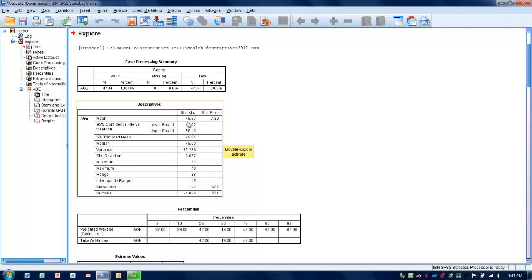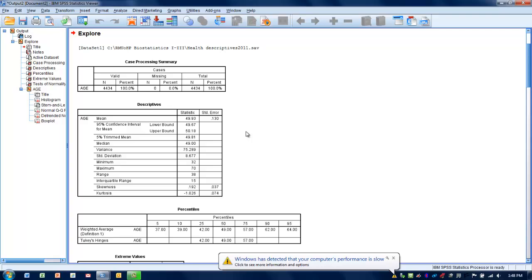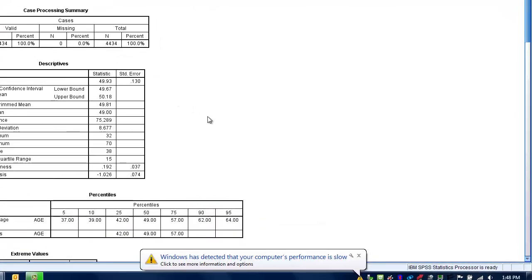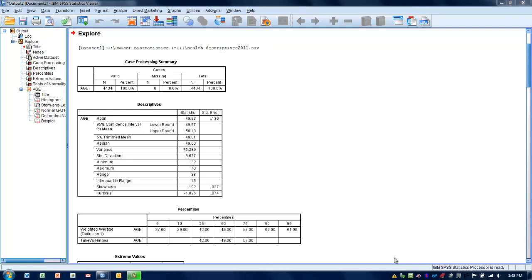Here we have the 95% confidence intervals. The lower bound is 49.67 and the upper bound is 50.18. And remember, the confidence intervals give us an idea of what 95% of all possible samples, what their range of scores might be. So even though the mean of our sample is 49.93, the 95% confidence intervals are telling us that for any other possible sample we collect, its mean age could range anywhere between 49.67 and 50.18.